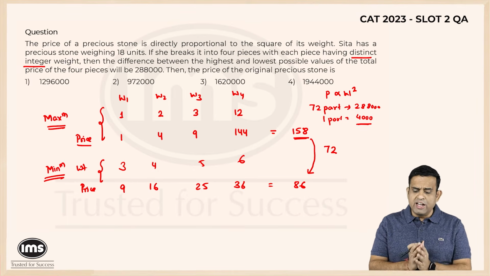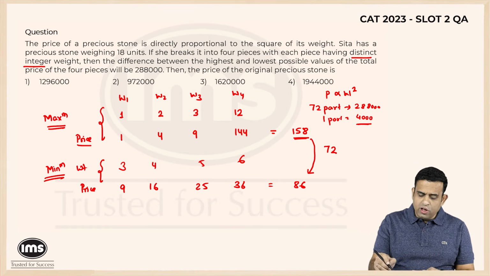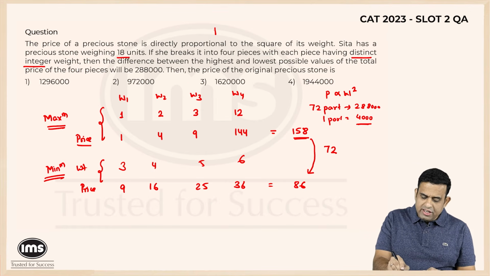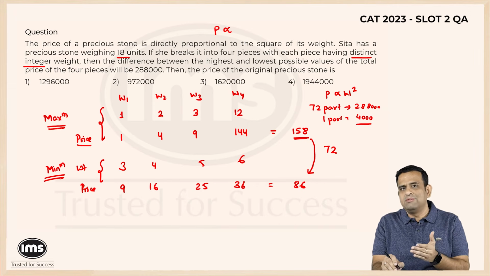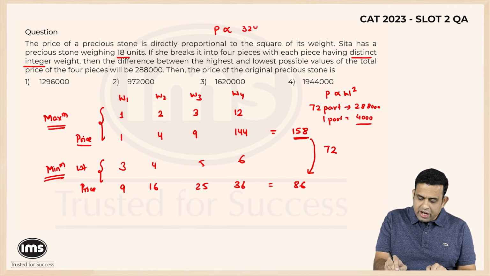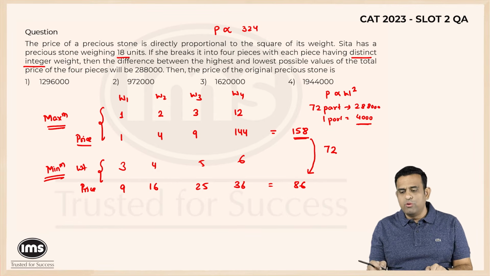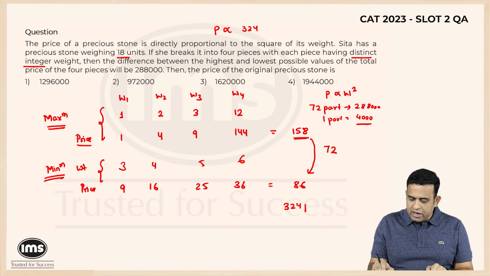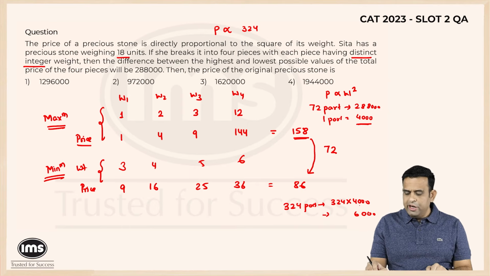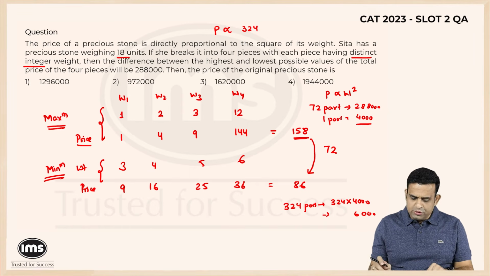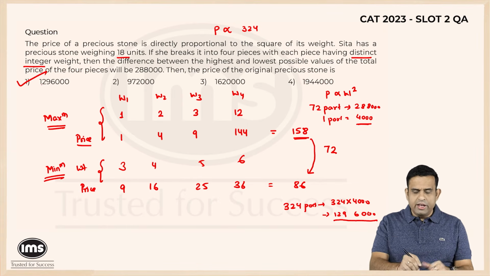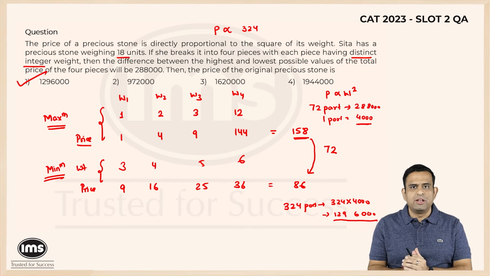In that particular case, the price of the original stone. So please note the original one has a weight of 18. So the price is proportional to 18 square, which is 324. So I just need to answer now, if one part corresponds to 4000, then 324 parts correspond to how much? So it must be 324 into 4000. So 4 into 4 is 16, carry 1. 32 into 4 is 128. 128 plus 1 becomes 129. So 1296000, and hence option number 1 is the required answer for this particular question.